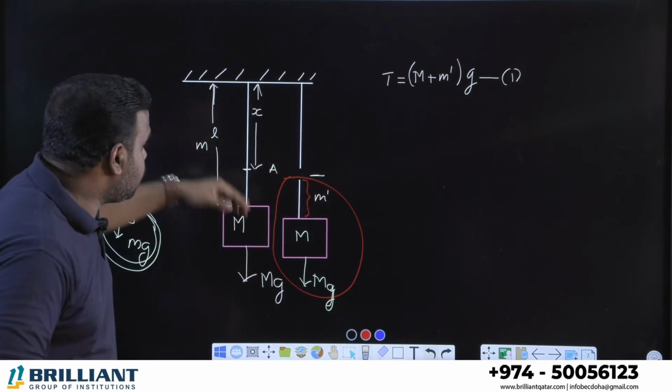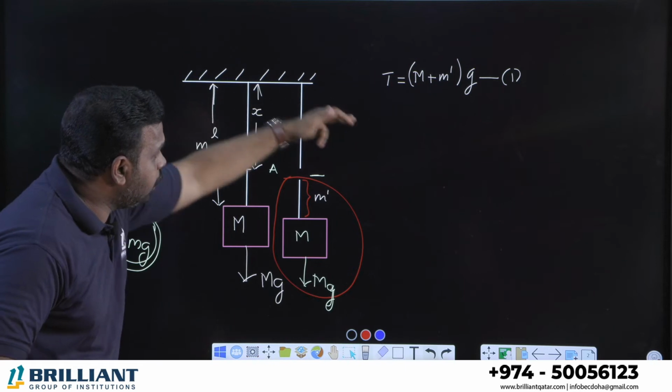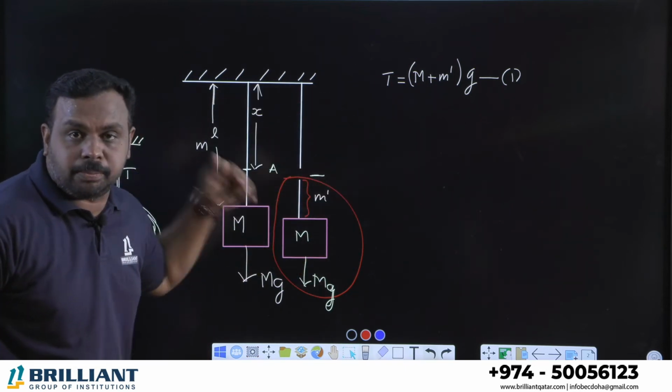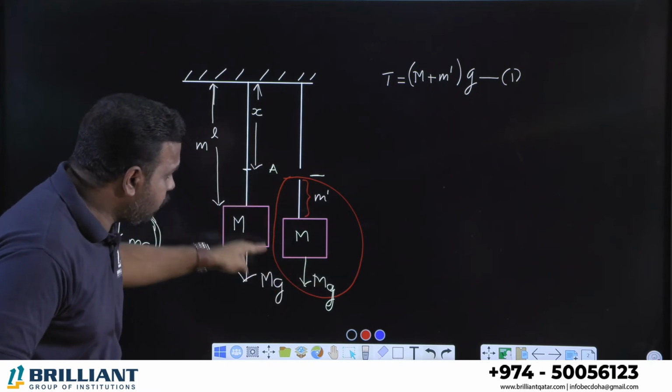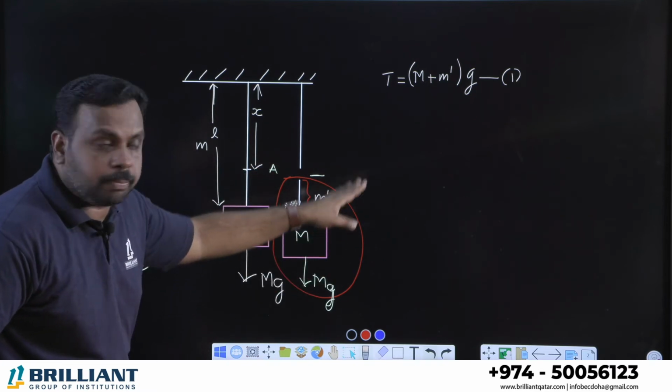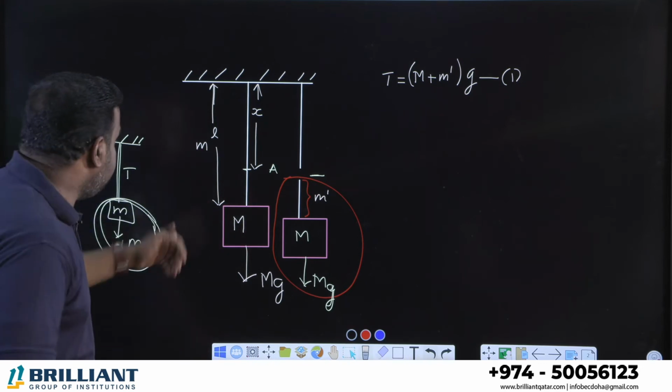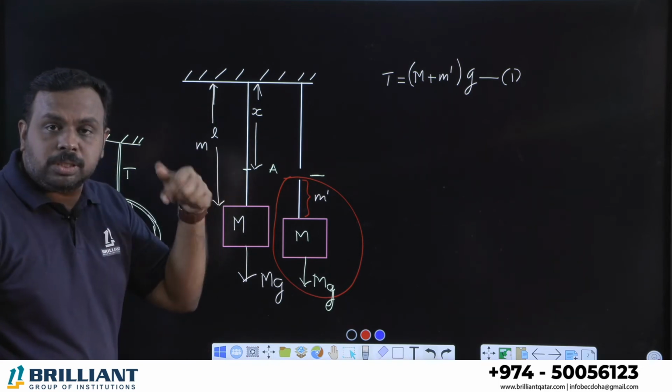So if they are giving some other point, for example, the point is here, then you have to consider the weight of this much part of the system. Here A is a point which is given, so that's the reason why we are considering this part of the system. How to find m dash? For that, let's come. What's the mass of the string? Small m. What's the length of the string?